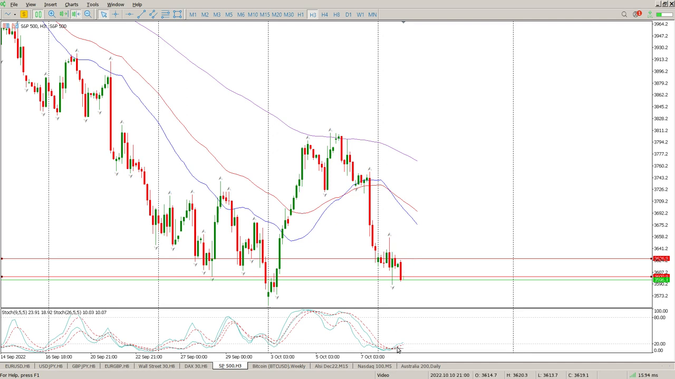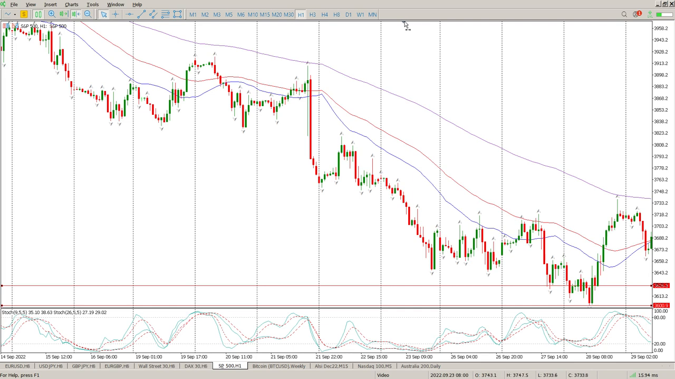Have a look at the oscillators on the 3-hour. They have crossed over, kind of pointing to the upside at the moment. Not something that you want to be going against at the moment. So definitely don't want to be jumping in here just for the sake of being in a trade.